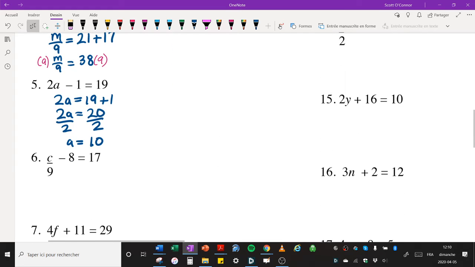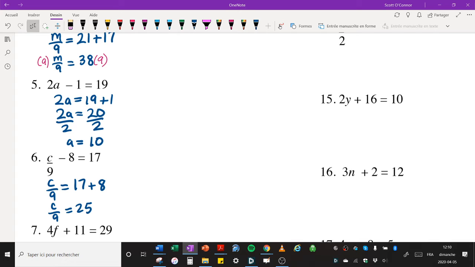Question number 6. c divided by 9 minus 8 equals 17. Subtract 8 is in the way. I'm going to add 8 to both sides. I get c over 9 is equal to 17 plus 8, so c over 9 is equal to 25.